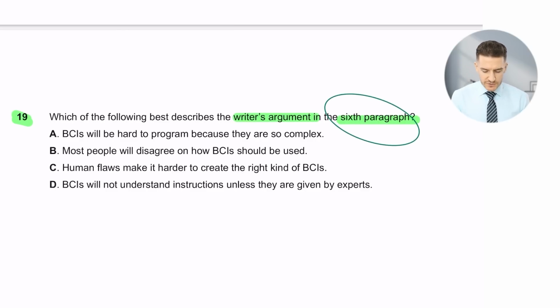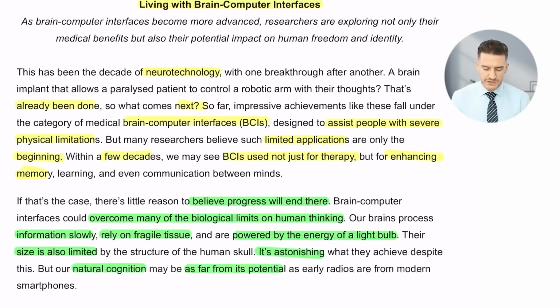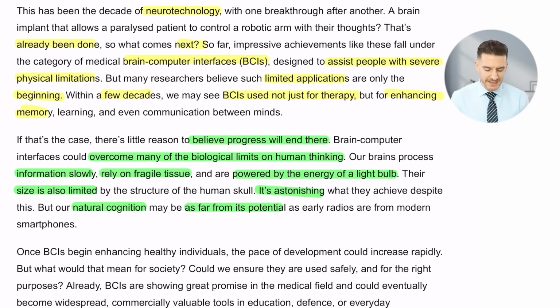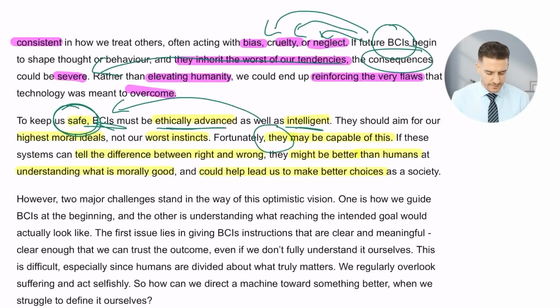Fantastic. So let's look at A. BCIs will be hard to program because they're very complex, okay? B, most people will disagree on how BCIs should be used. C, human flaws, the bad things about humans, make it harder to create the right kind of BCIs, okay? D, BCIs will not understand instructions unless they're given by experts. So let's go up and we'll find that sixth paragraph. And again, always just count again, just to make sure you're looking at the right paragraph. 1, 2, 3, 4, 5, 6.